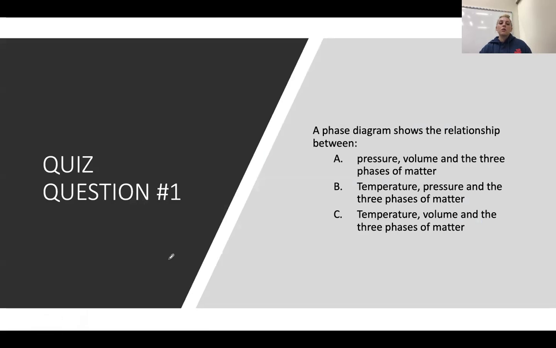Okay, perfect. So I just have a couple quiz questions. We will go over them really quickly, and then I'll give you the answers and talk about why. So the first one is pretty simple. A phase diagram shows the relationship between A, pressure, volume, and the three phases of matter, B, temperature, pressure, and the three phases of matter, or C, temperature, volume, and the three phases of matter.